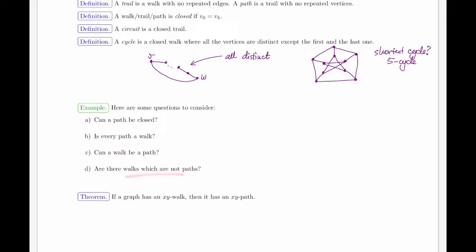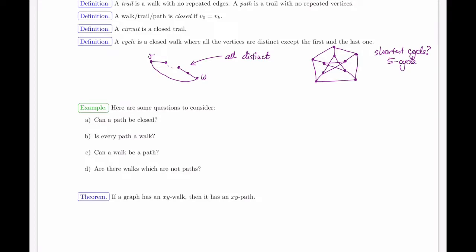Are there walks that are not paths? Okay, so pause the video and try to think of those. This is really to practice your familiarity with the words path, walk, closed, and so on. So can a path be closed?